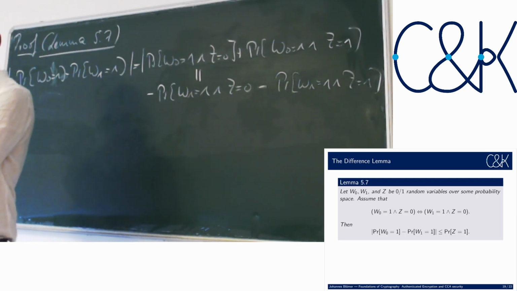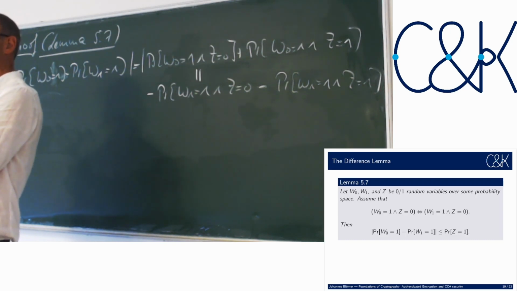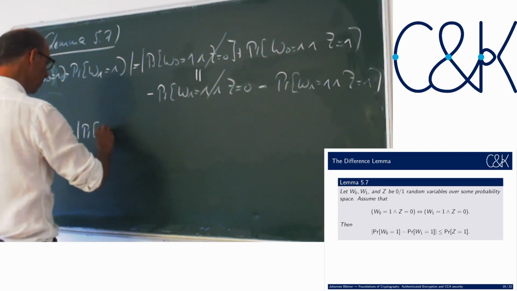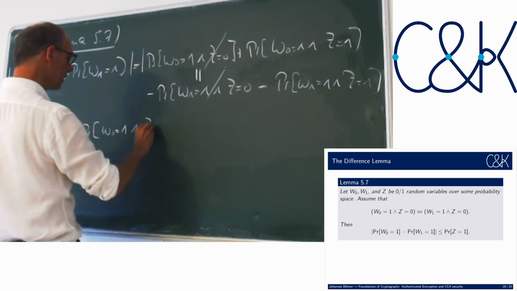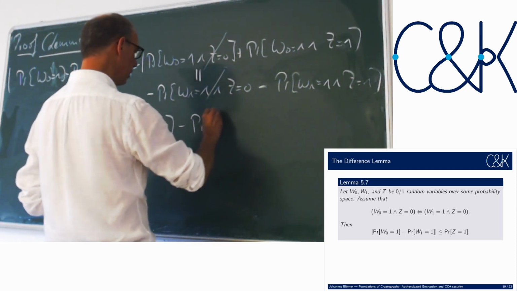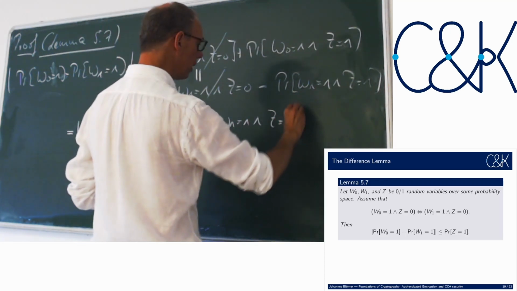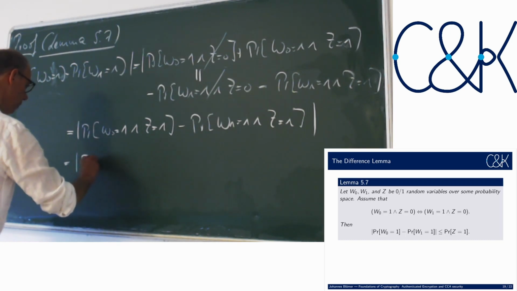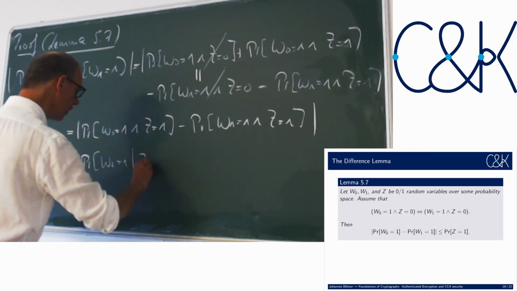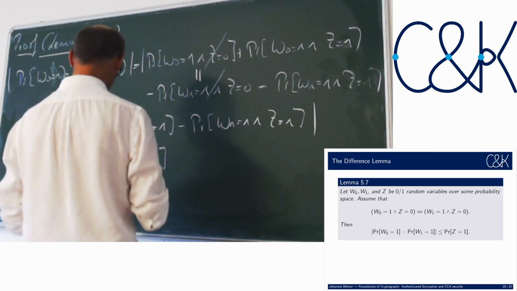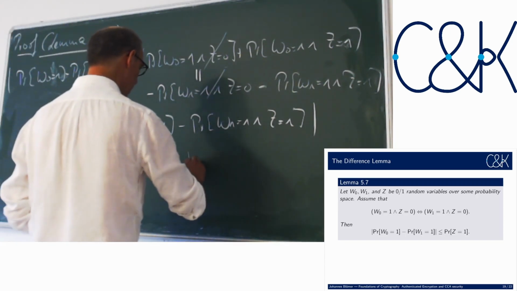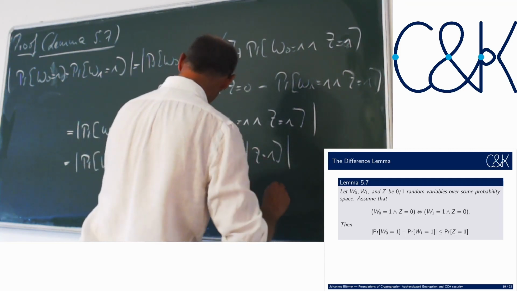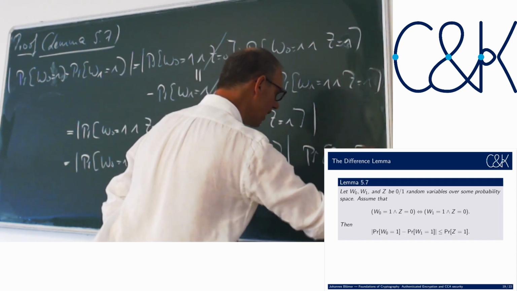So if you remember, the probabilities of these events just cancel. So this and this cancel. So what remains is the probability of W0 being 1 and Z being 1 minus the probability of W1 being 1 and Z being 1. Now we write this in conditional probability. So this is the same as the probability that W0 is 1 conditioned on Z being 1, minus the probability that W1 is 1 conditioned on Z being 1, and in both cases I have to multiply by the probability that Z is 1.